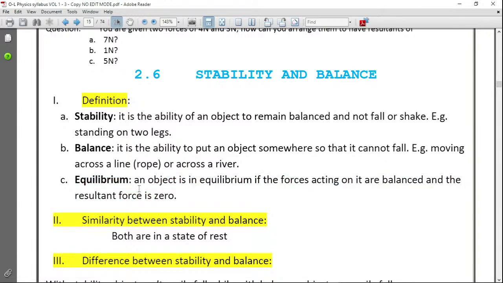You have two types of equilibrium: static equilibrium and dynamic equilibrium. So when the resultant force is 0, an object can be moving at constant velocity. If you move at constant velocity, then the acceleration is 0, so the force, which is mass times acceleration, will give us 0. The object is moving, but the resultant force is 0. The force on it is 0 because the acceleration is 0, but it's moving.